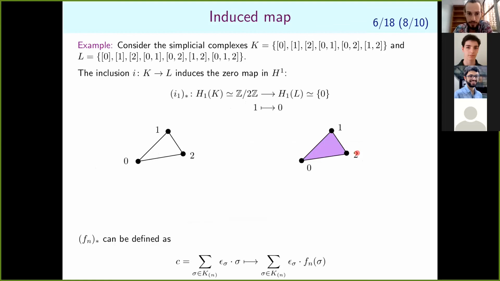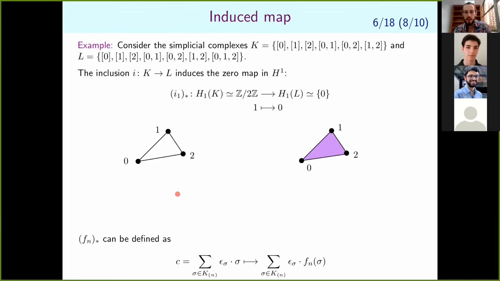Another example where the codomain here is a simplicial complex of dimension 2. I still consider the identity map. This is a simplicial map because the first one is included in the second simplicial complex. Now, what is H1 of K? It's Z over 2Z, and H1 of L is zero. The filled triangle is like a point. It has no homology in dimension greater than zero. So obviously this map I1 star, without even writing a formula, we can say that it is a zero map.